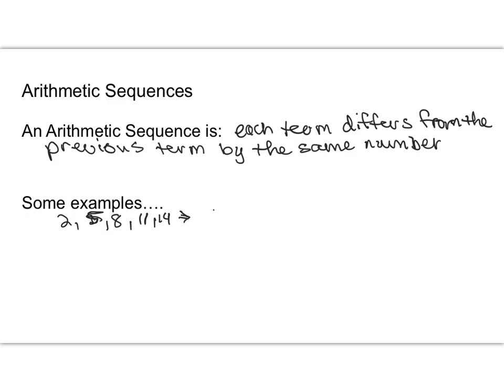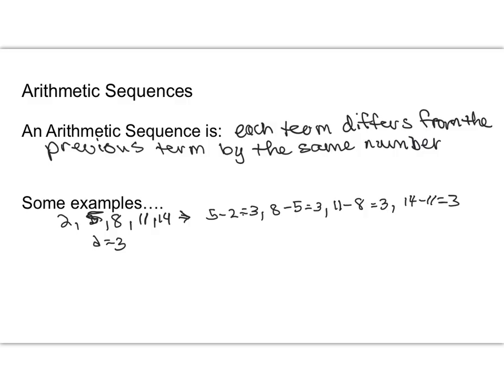And the way you do that is you take the second term and you subtract the first term. You take the third term, subtract the second term. You take the fourth term, subtract the third term, and all of these numbers must be the same. And in this case, we get 3 every time, so our common difference is equal to 3, and that is how we show that it's an arithmetic sequence.